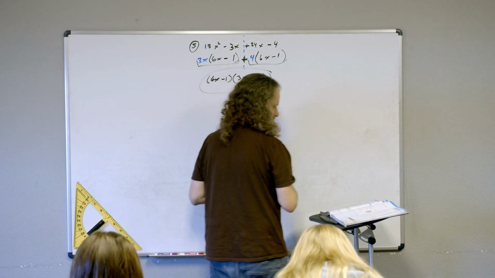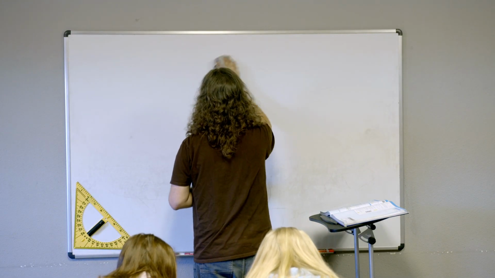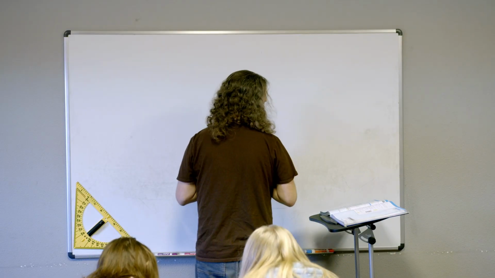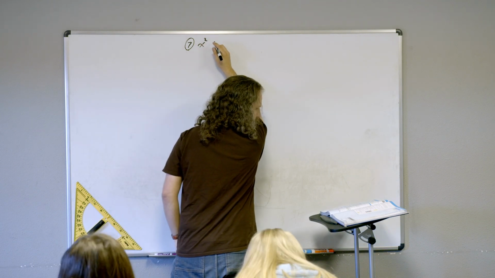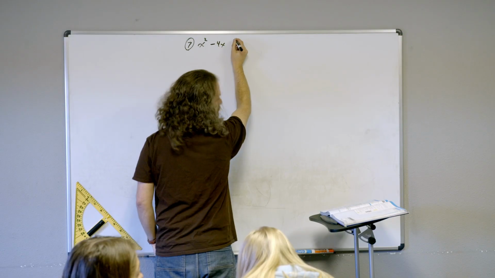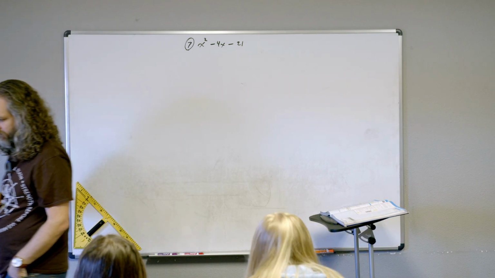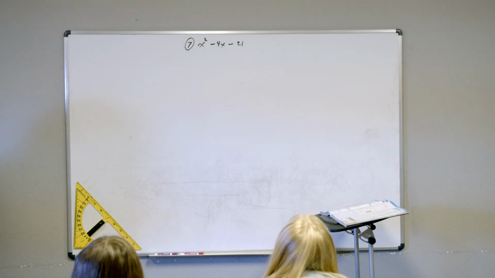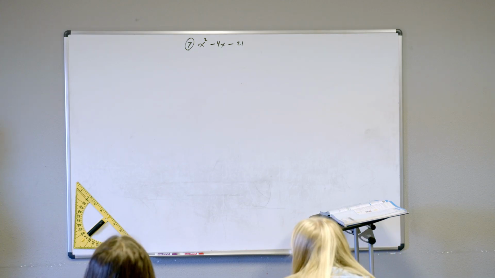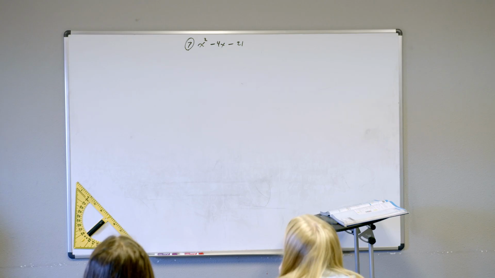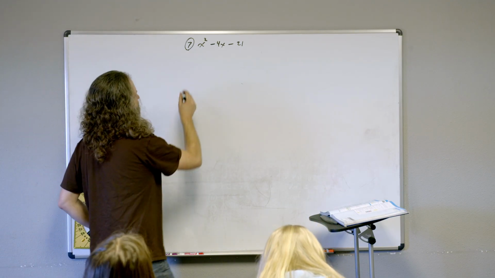Let's do 7. Now we're supposed to factor it. Now there are 3 terms, so we can't factor by grouping. We are going to do the smiley face. What's our first step there? Two sets of parentheses.